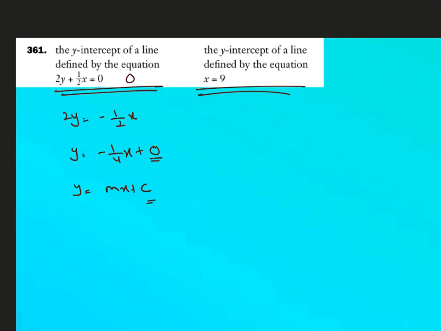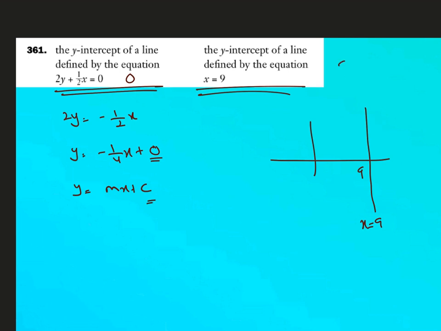If I talk about the second quantity, quantity B, now they're saying the y-intercept of this line, which is x equals 9. x equals 9 is the vertical line. This is x equals 9. Now this has no y-intercept. No y-intercept is not 0. It doesn't exist. So when there's something which does not exist, you cannot compare it.